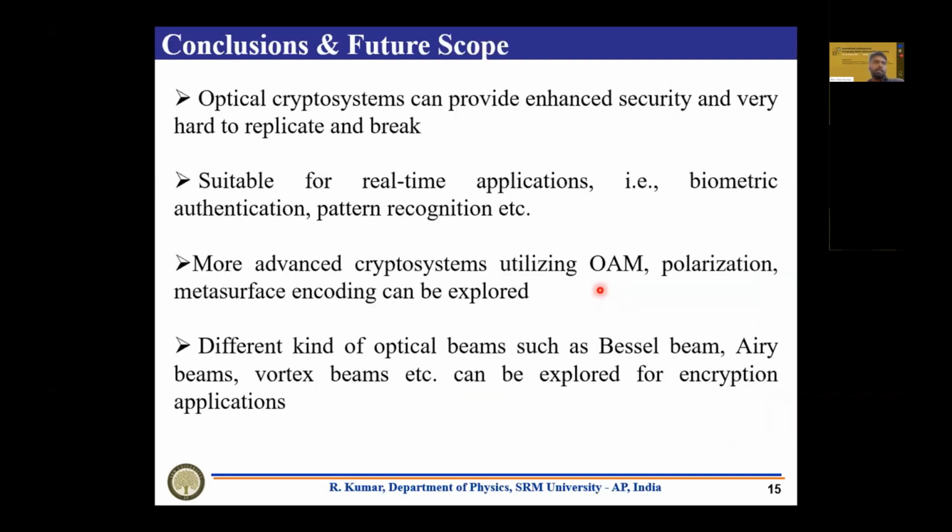So with this, I will conclude that optical crypto systems actually provide us enhanced security, and they are very hard to replicate, and they are suitable for real-time applications.